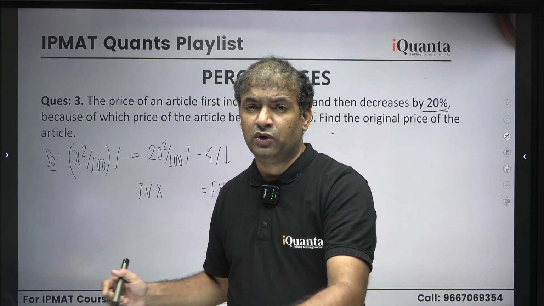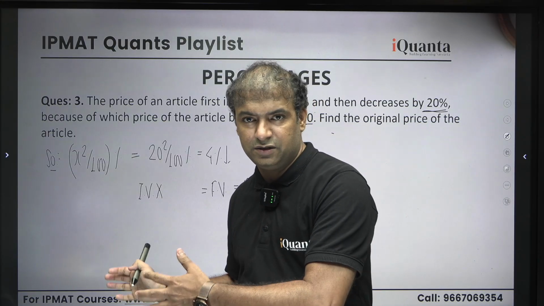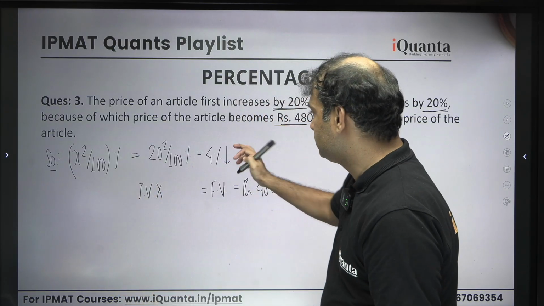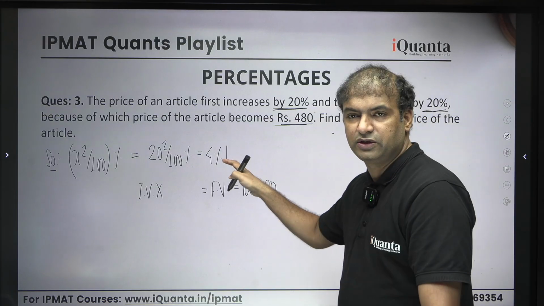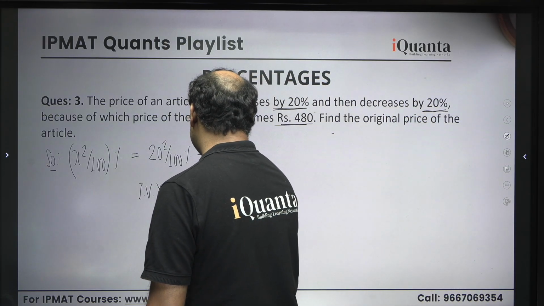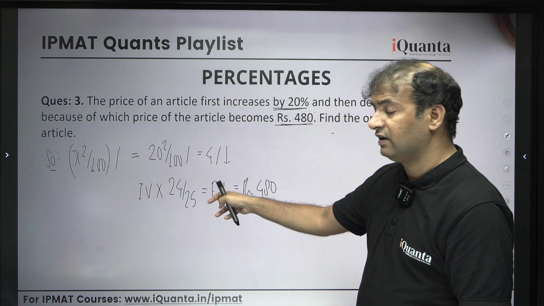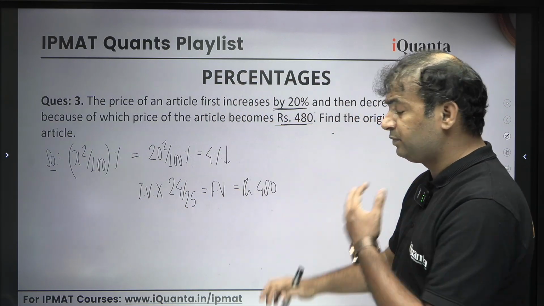Now 4% we all know is 1 upon 25. So the multiplication factor is 1 minus, because it's decreasing, 1 minus 1 by 25. 4% is 1 by 25, right? 1 minus 1 by 25 is 24 by 25. So we can say initial value into 24 by 25 is the final value, which is rupees 480.